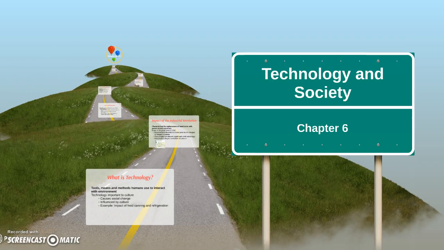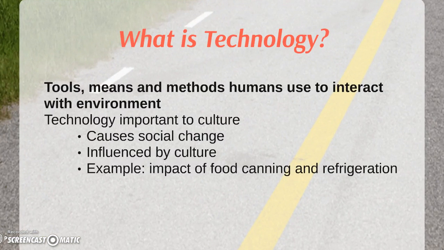What is technology? Technology are the tools, the means, the methods that humans use to interact with their environment. Technology is very important to culture. It causes social change. It's influenced by culture. An example would be the impact of food canning and refrigeration in the middle of the 19th century.